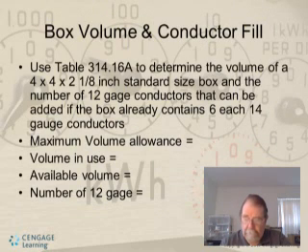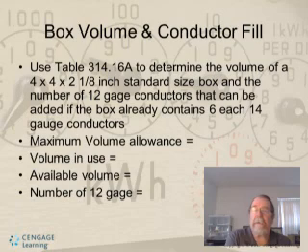Now, here we're going to do an exercise. Use Table 314.16(A) to determine the volume of a 4 by 4 by 2 1/8 inch standard size box, and the number of 12 gauge conductors that can be added if the box already contains 6 14 gauge conductors. Now, there's a little kicker there. You're going to have to look that one up because we didn't talk about that one. You're going to have to figure out the volume that the 14 gauge takes up and the 12 gauge takes up. You already know you have 6 14 gauge in there, so you have to see how many more 12 gauge conductors you can put in that box.